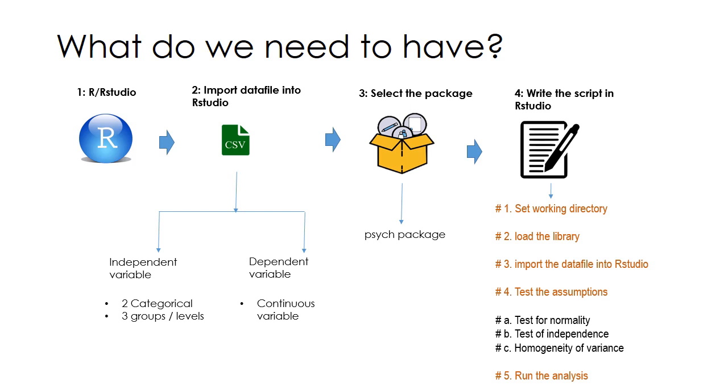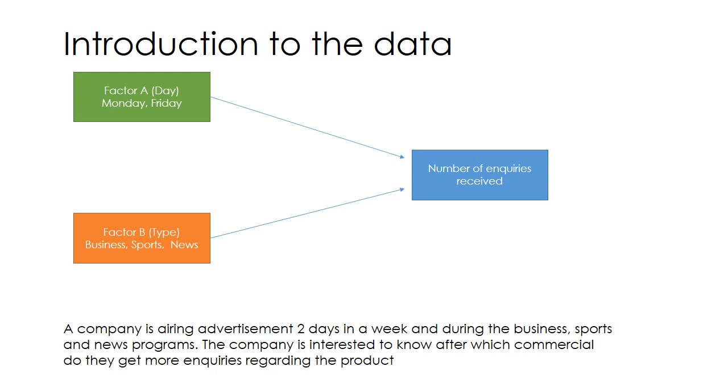If it is similar, we say that equal variance has been assumed, and if not, we say that unequal variance is assumed between the groups. Once we have tested and reported all the assumptions, we go directly to the analysis.